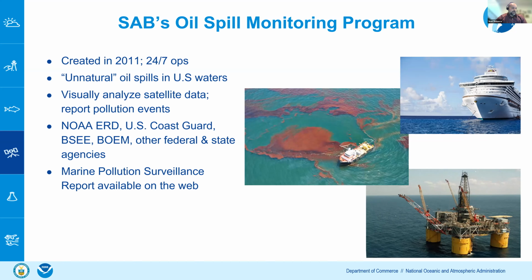SAB analyzes satellite data and reports marine oil spills to stakeholders at the Emergency Response Division at NOAA, the U.S. Coast Guard, BSEE, as we've heard mentioned all day, the Bureau of Ocean Energy Management, and other federal and state offices involved in emergency oil spill response. Our main oil product is called the Marine Pollution Surveillance Report, or MPSR. Our products created since March of 2018 are public and are available at our website. I'll provide the address to that at the end of the presentation.